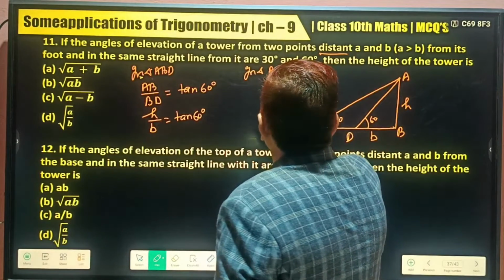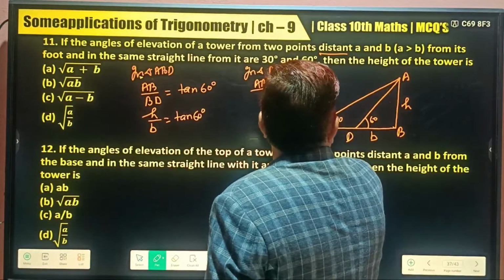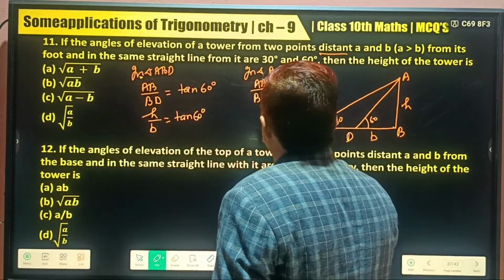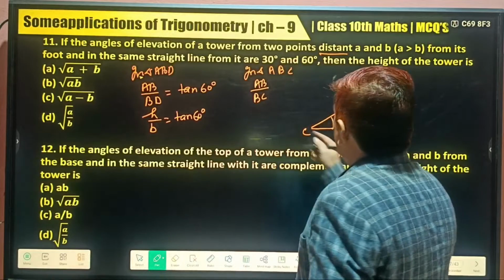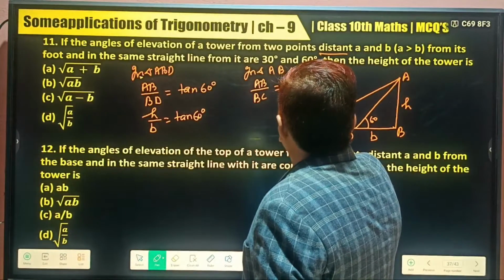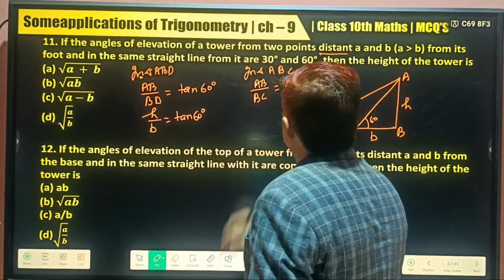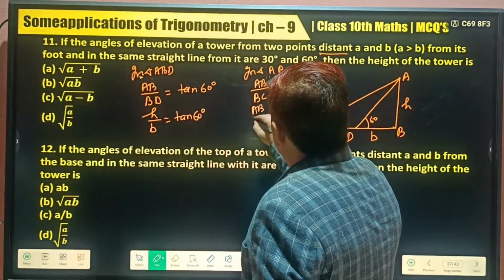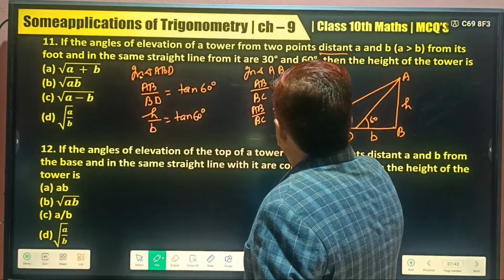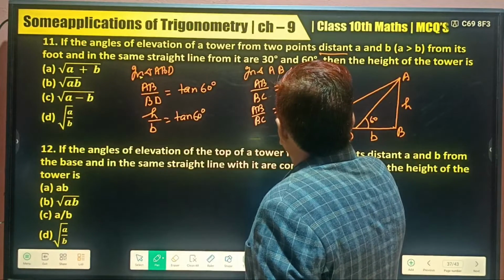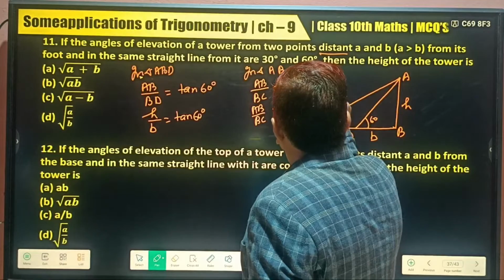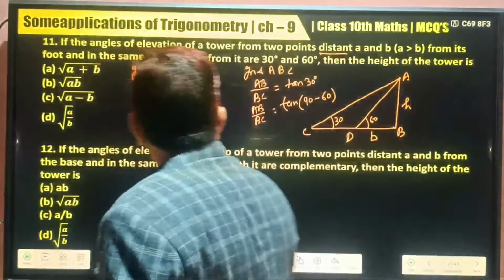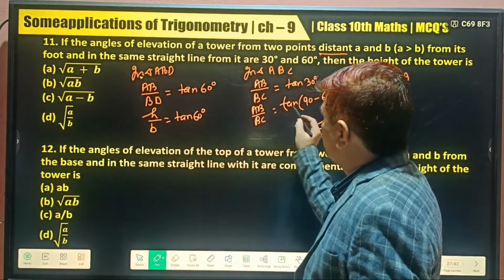This we can write AB by BC is equal to tangent 30. Understood? And AB by BC, how can we write? Tangent of 90 minus 60. In this way we can write. Understood?